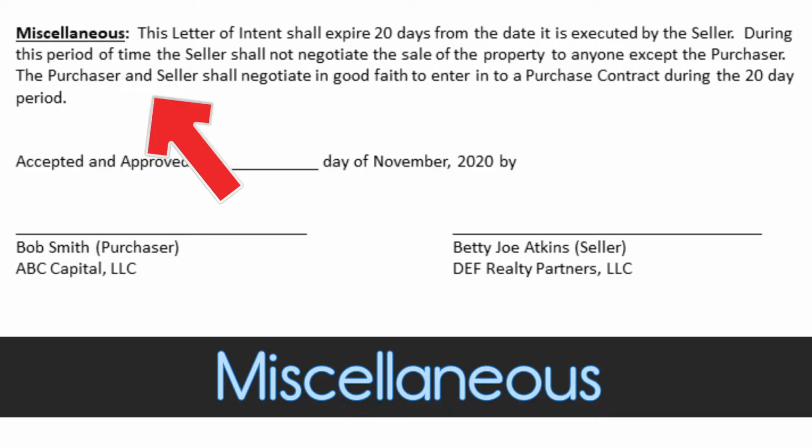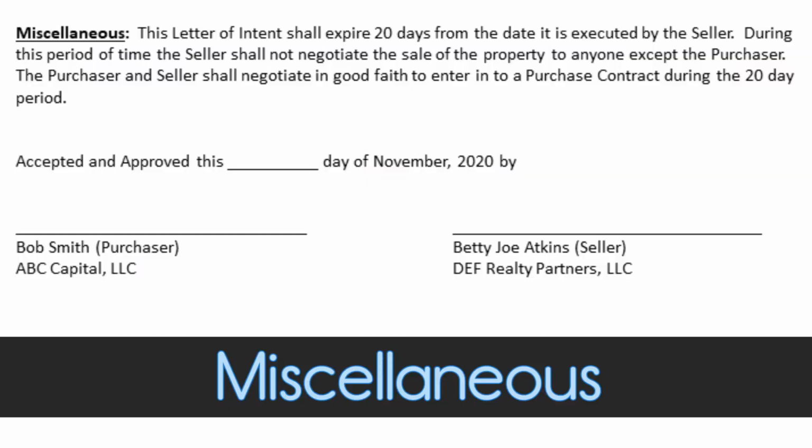Then there is typically a miscellaneous paragraph at the bottom, which basically specifies that the parties are going to work hard to go from a signed letter of intent to a signed purchase agreement in a certain amount of time. I would put in a little blurb to the seller that says that they won't negotiate with other parties during that period between letter of intent and contract.